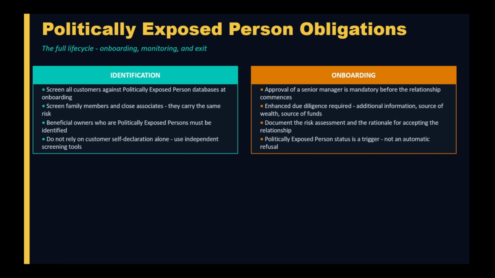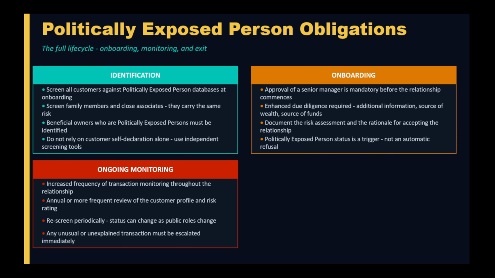It is a deliberate escalation of accountability. The relationship must be approved by a senior manager, and that approval must be documented with the rationale. Enhanced due diligence is required from the outset: additional information, verification of source of funds and source of wealth, and a documented risk assessment. Being a PAP is a trigger for enhanced due diligence. It is not an automatic ground for refusal.